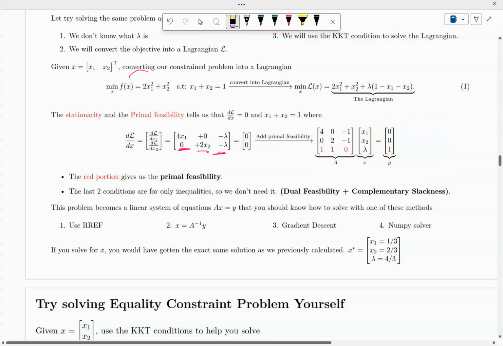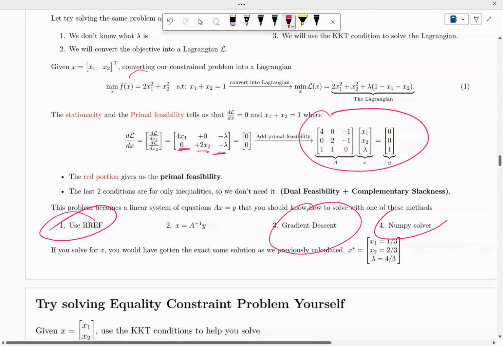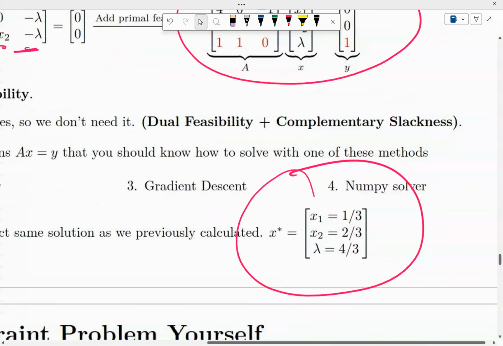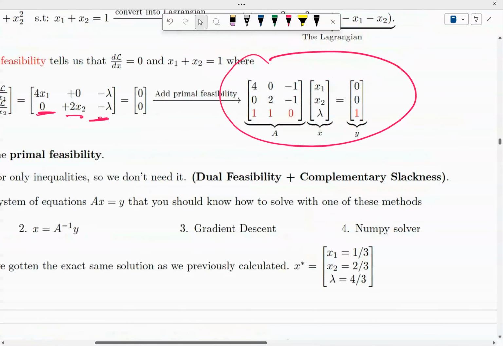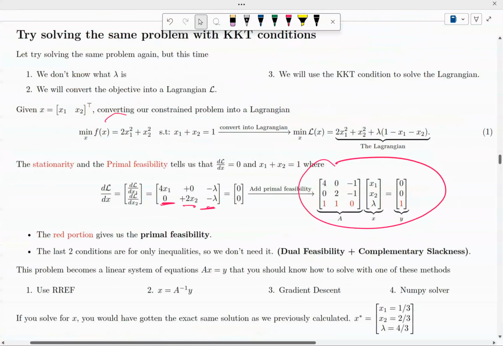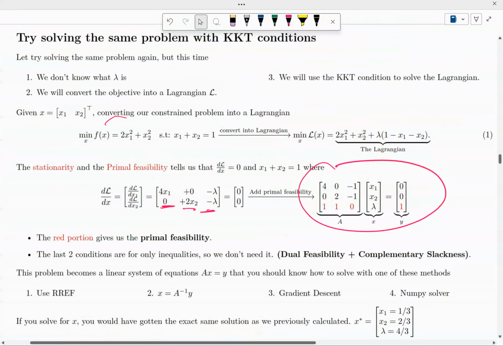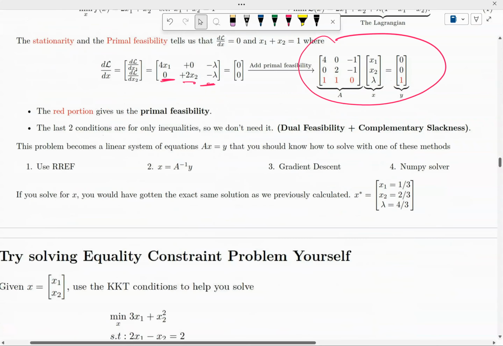So for this problem here, there are many ways to solve it. You can just use the inverse, right? That's one way. You can use the RREF, which is also doable, gradient descent, or you can just use the numpy solver. And in the end, notice how we got the same solution. 1/3, 2/3 was the optimal solution, and 4/3 was the optimal lambda. So this allows you to solve the same problem without randomly picking lambda over and over again. This is basically how the KKT condition helps you.